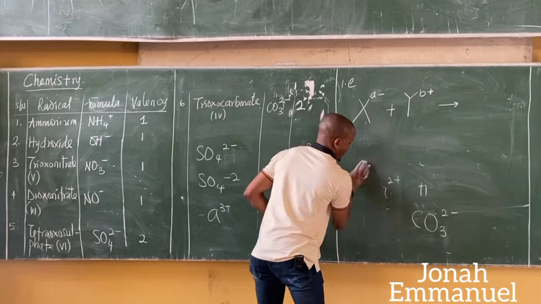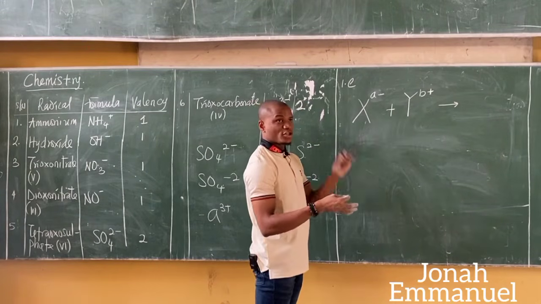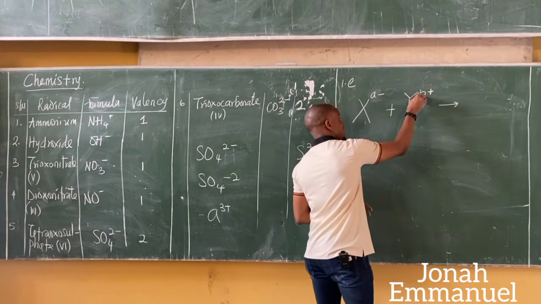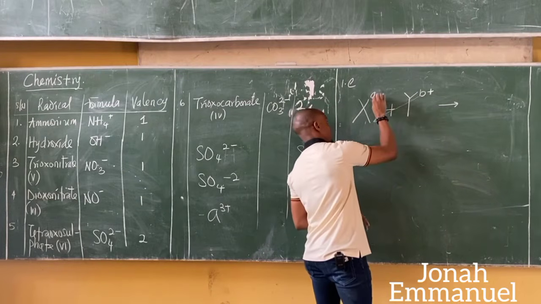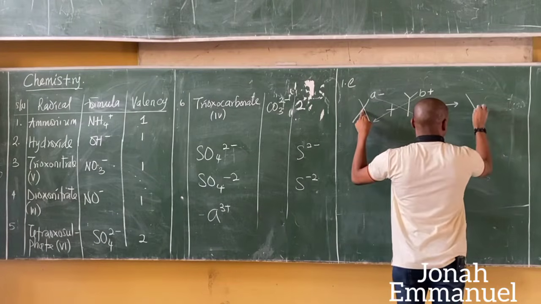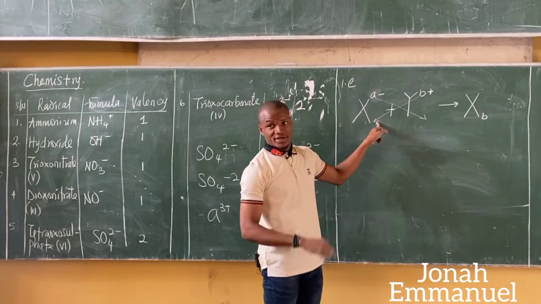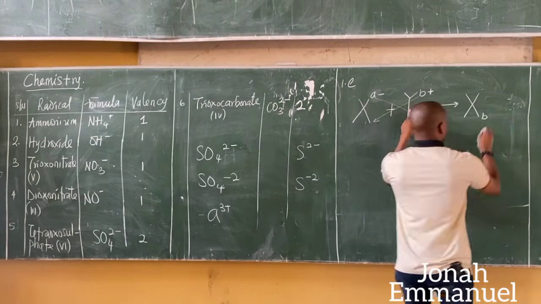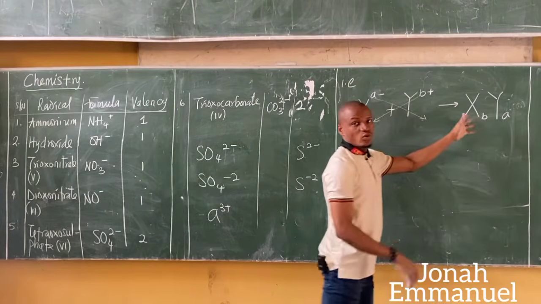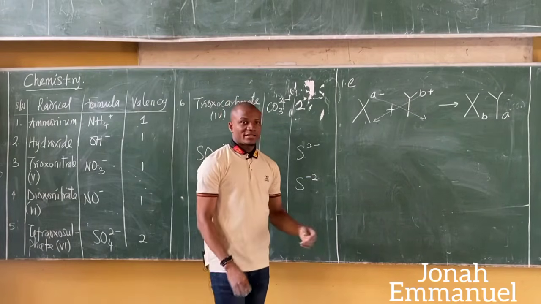But let's assume they can combine. How do I form the compound? I said they will exchange their powers, ignoring signs. So these two can combine, minus and plus. This one goes this way, and this one goes this way, but you now ignore the sign. So it becomes X with B here, observe it's now B, not plus B. Next, I'll have Y with A. This is what the compound will look like.